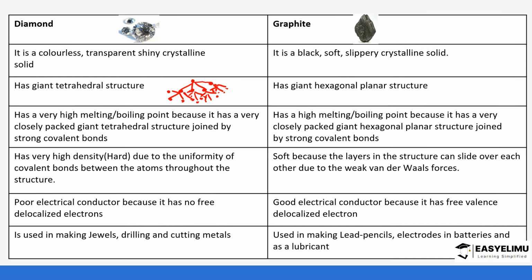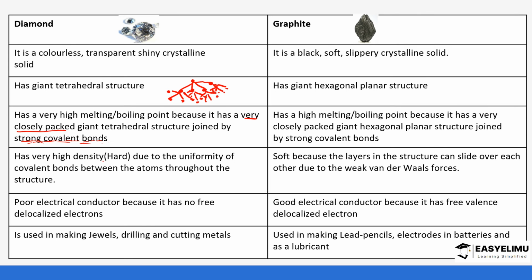It has very high melting points and boiling points. The reason is that, first of all, it's closely packed. These are the carbon atoms. They are very closely packed in a giant tetrahedral structure, and they have been joined by strong covalent bonds. The key thing is the strong covalent bond. First of all, there is the packing, closely packed with strong covalent bonds. So these bonds require a lot of heat to break.